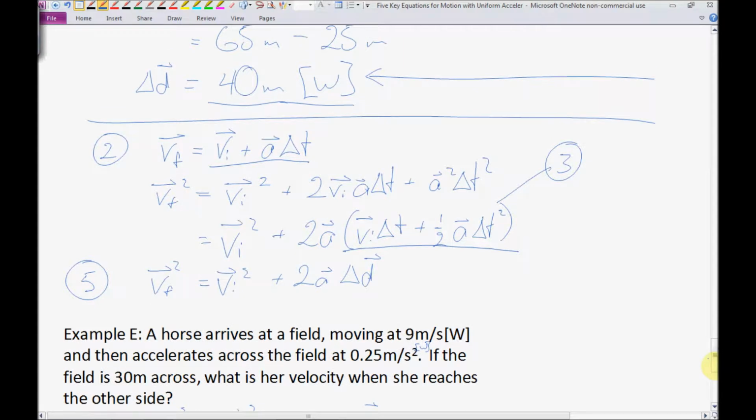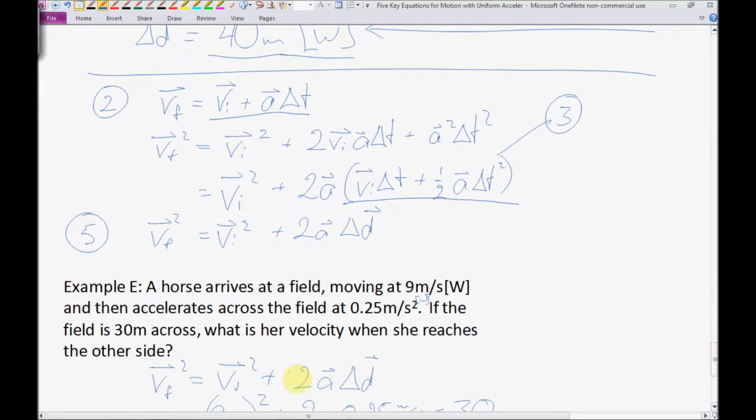Final question of the lesson. We're going to be using equation 5 here. A horse arrives at a field and it's moving at 9 meters per second west. And then it accelerates across the field at 0.25 meters per second squared west. If the field is 30 meters across, what is her velocity when she reaches the other side?